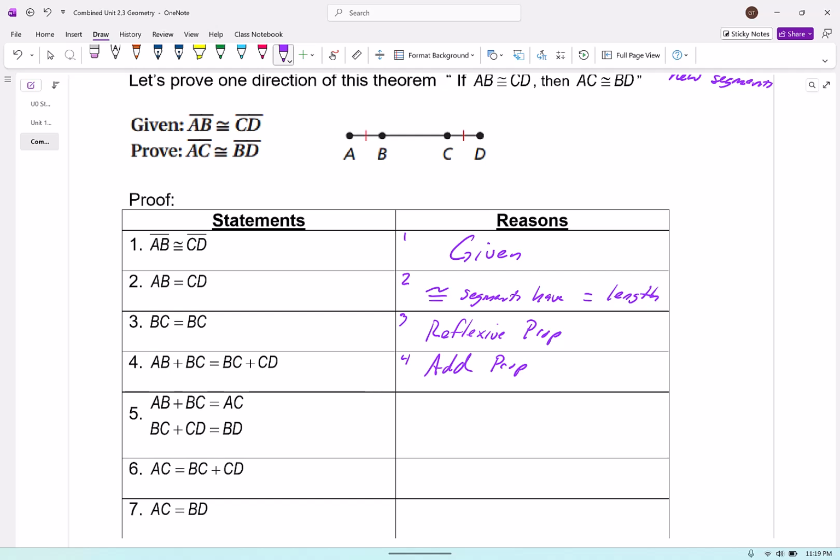And so we look now and see that AB plus BC equals AC and BC plus CD equals BD. This is just simply the segment addition postulate. You could also have said sum of the parts equals the whole. Either one is fine. All right.